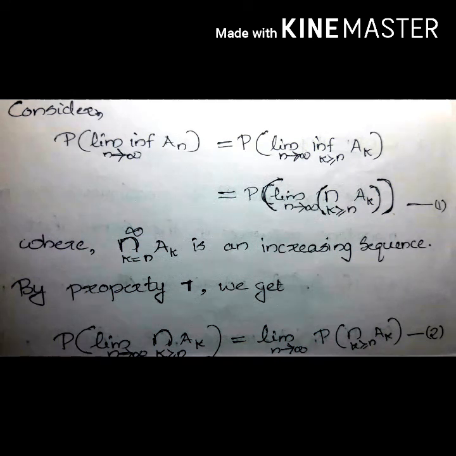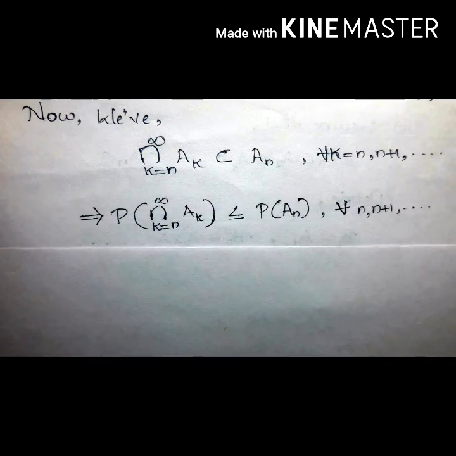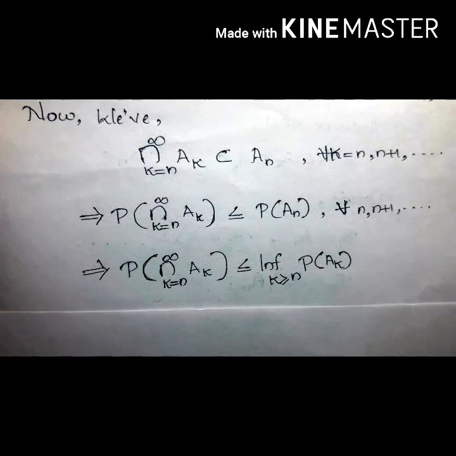Put it as 2. Now we have intersection k equal to n to infinity Ak is a subset of Ak for all k equal to n, n plus 1, etc. Therefore, we can apply monotonicity of P, that is P of intersection k equal to n to infinity Ak less than or equal to P of Ak for all k equal to n, n plus 1, etc. Which implies P of intersection k equal to n to infinity Ak is always less than or equal to its infimum, that is less than or equal to infimum k greater than or equal to n P of Ak.